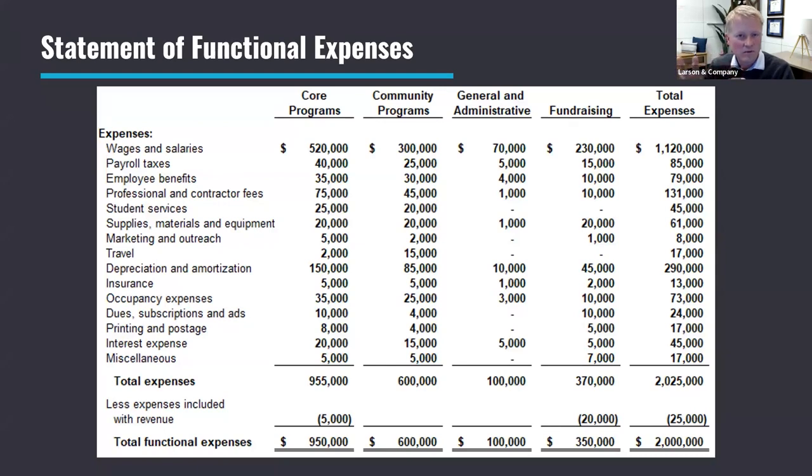However, nonprofits are required to present these expenses by their natural classification. So this breaks them out: wages and salaries, payroll taxes, supplies, office expenses, depreciation, etc. And this is also reported in the Form 990 for nonprofits. So there are going to be some comparisons and similarities between the Form 990 reporting and the reporting in the financial statements.